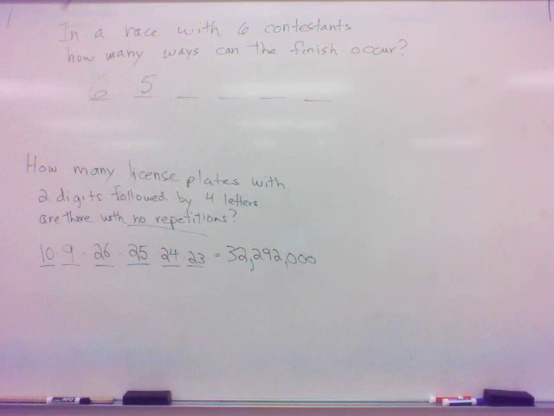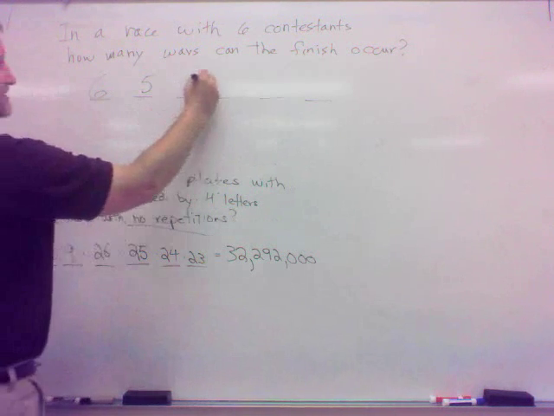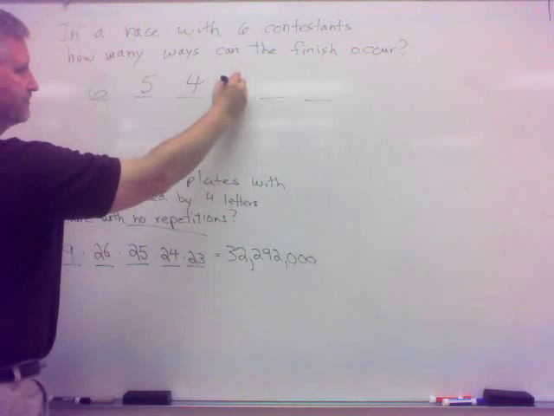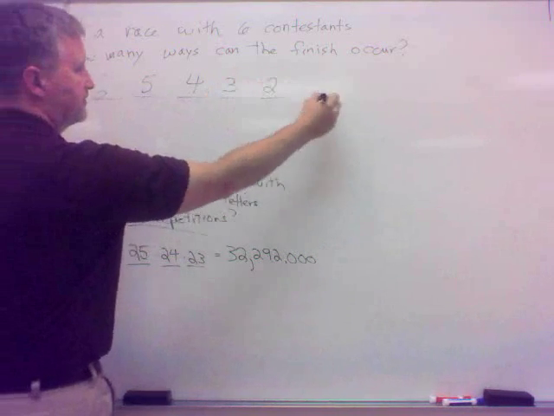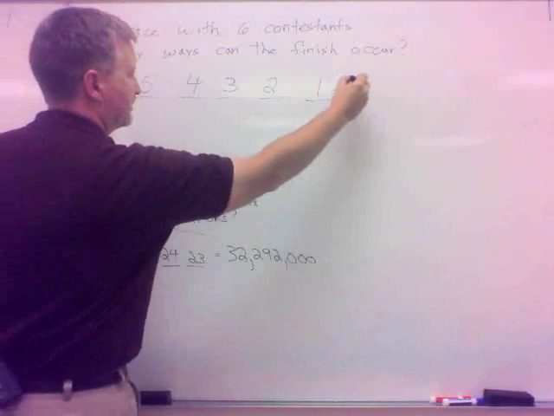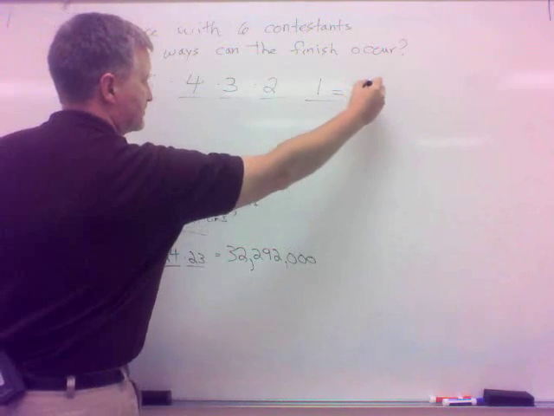And then third place would be 4. Yeah, you can't have repetitions again, so you're losing one each time, aren't you? 4, and then 3, and then 2, and then last would be 1. Multiply all those together, and you get 720.